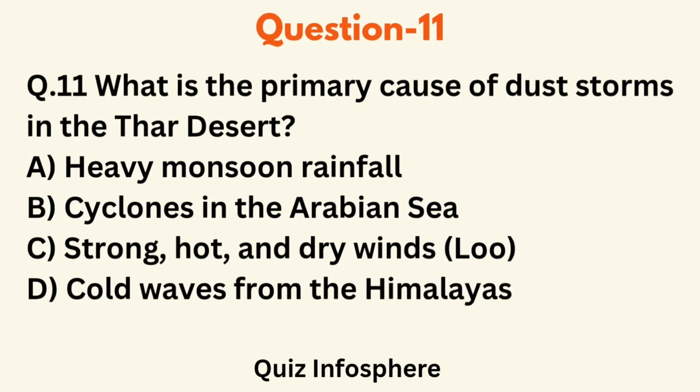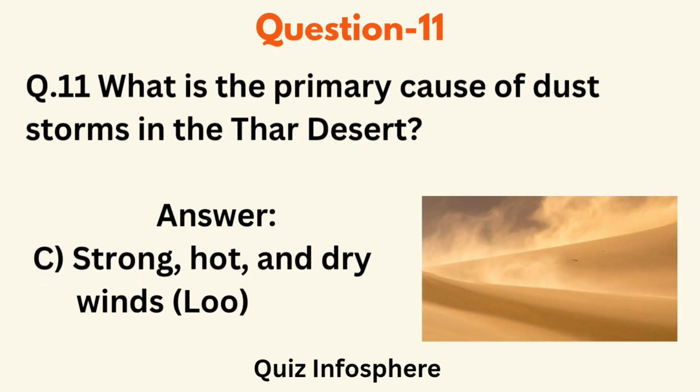Question 11. What is the primary cause of dust storms in the Thar Desert? Heavy mountain rainfall, cyclone in the Arabian Sea, strong hot and dry winds, cold waves from the Himalayas. The correct answer is strong, hot, and dry winds.